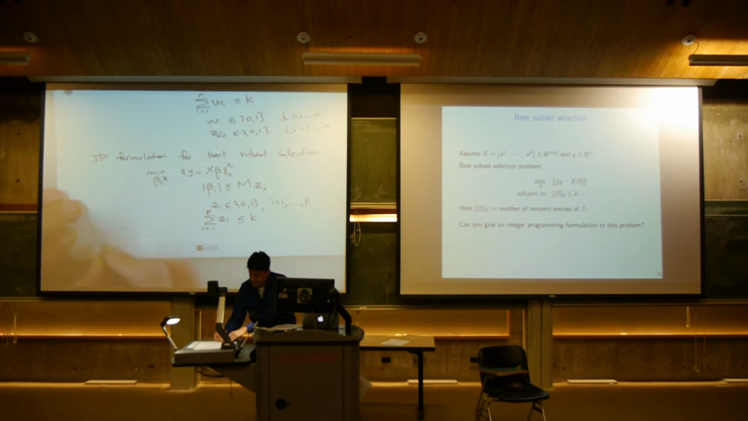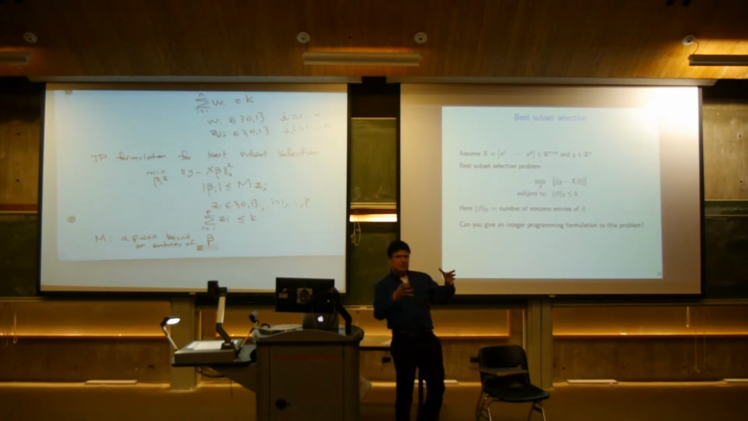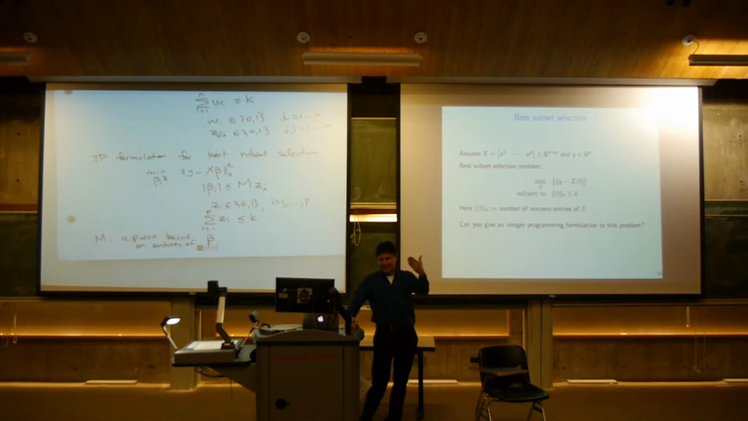Okay? And here, M is some a priori bound on the entries of beta. For example, if you just looked at the whole matrix X and Y, and looked at something like the norm of X transpose X inverse, then that would give you a bound. There are much more clever ways of getting a bound on beta. And again, that's something that I'll describe in a little bit more detail next time.